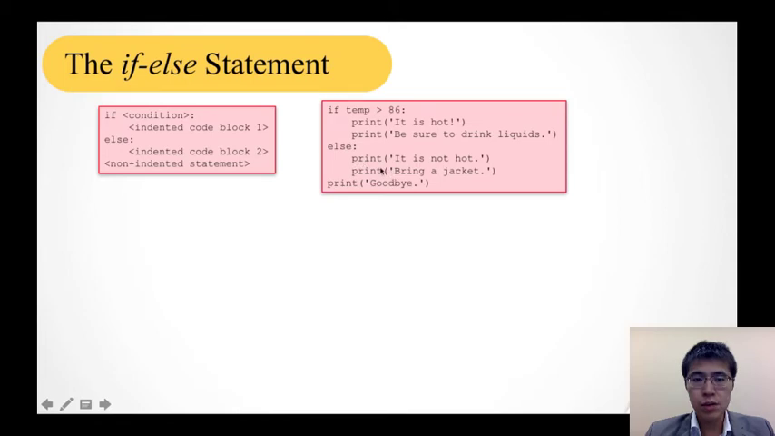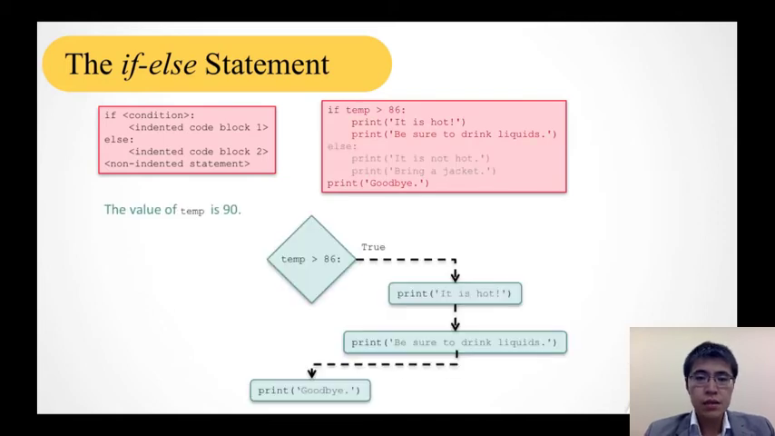Now in the second code block, we say it is not hot if the temperature is low, and we write a message, bring a jacket. So now with this if-else statement, we can make decisions with two types of actions. Let's check it out in a logical structure.